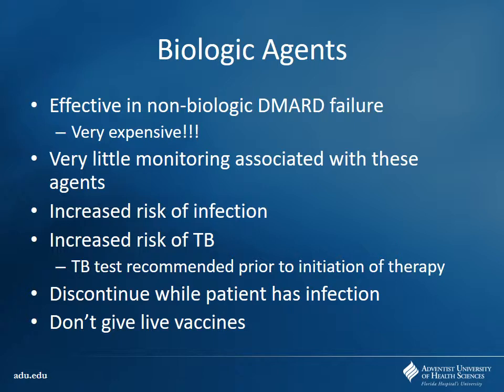Anywho, so the biologics. One of the things we'll see with this is that we like to use the traditional DMARDs first because they tend to be a lot cheaper than your biologics. Biologics tend to be very, very expensive because they are protein-based products. We have to make these recombinantly. But on the flip side, there's very little monitoring associated with them.